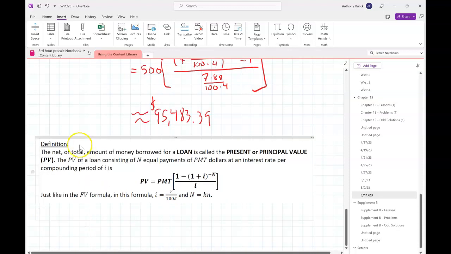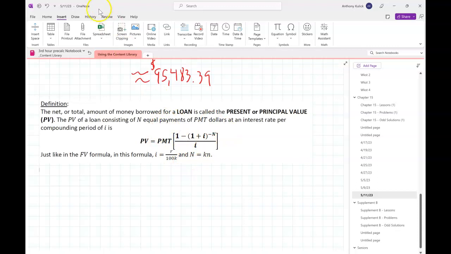The net or total amount of money borrowed for a loan is called the present value or principal value, which we abbreviated PV. The PV of a loan consisting of n equal payments of PMT dollars at an interest rate per compounding period of I is the formula PV equals PMT times the quantity 1 minus (1 plus I) to the negative n, all over I, where little I is R over K and cap N is K times little n. So it's just like the formula before, we just rearranged it a little bit.